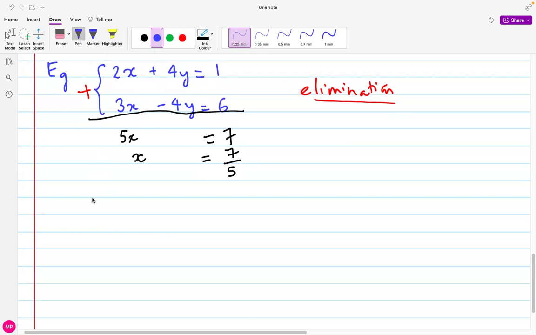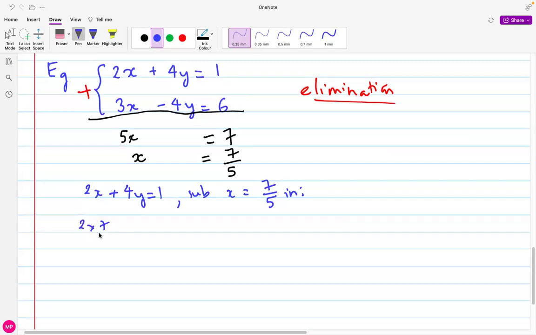So let's pick the first equation. So the first equation is 2x plus 4y equal 1. And I'm going to sub x equals 7 over 5 in. Okay, so I have 2 times 7 over 5 plus 4y equal 1. 2 is 2 over 1. 2 times 7 is 14. 14 over 5 plus 4y equal 1.